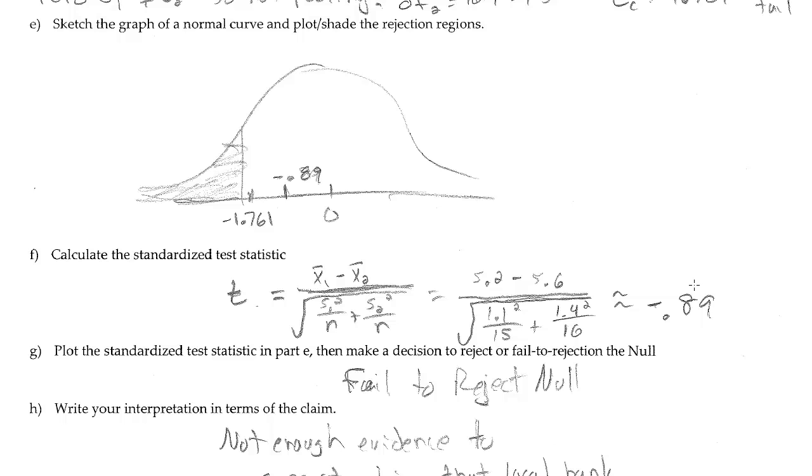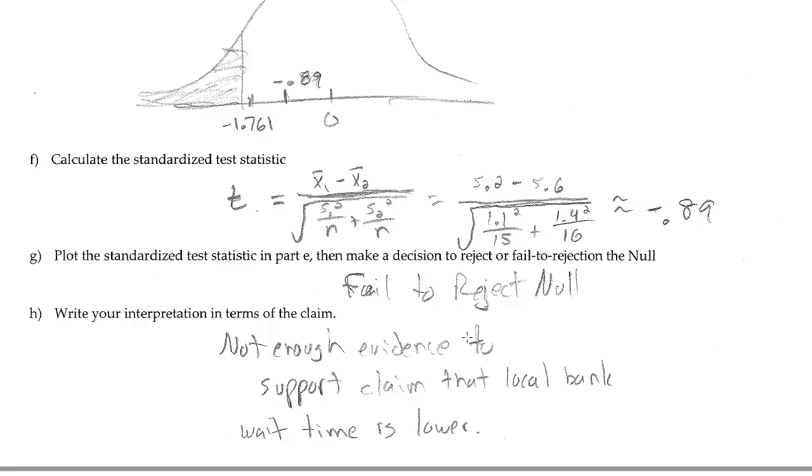So again, just to finish off our reasoning, I plot that standardized test statistic. I do not fall in the rejection region. So we fail to reject the null, and we interpret that based on the claim.